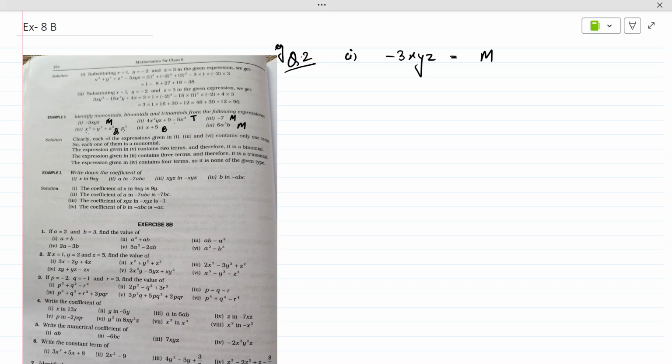Okay. Coming to the next question, where we have to write down the coefficient of x in 9xy. So the coefficient of x in 9xy will be 9, straight away. Of a in minus 7abc will be, leave a and all the rest of the terms, minus 7bc. Of xyz in minus xyz will be minus 1, and of b in minus abc will be minus ac. Okay, so leaving that term, all the other terms will be the coefficient.